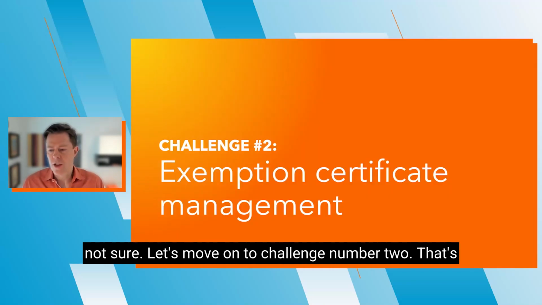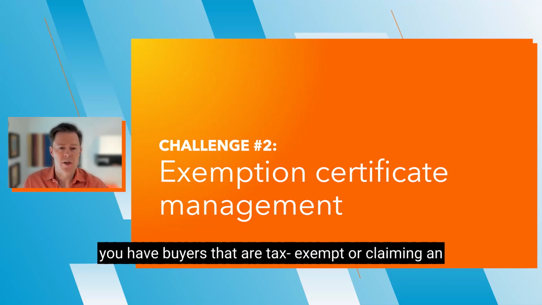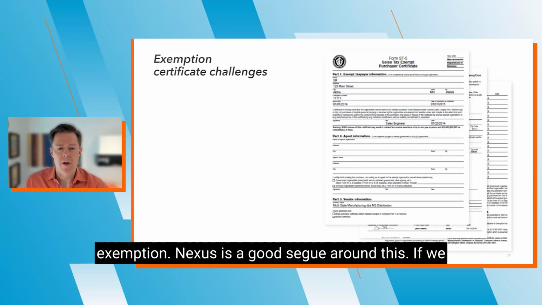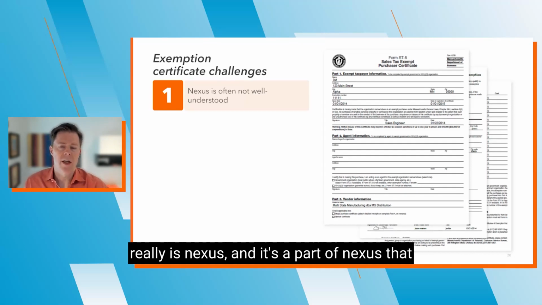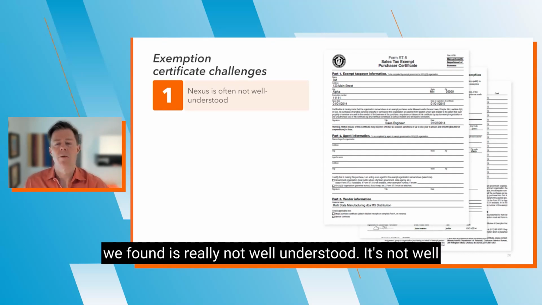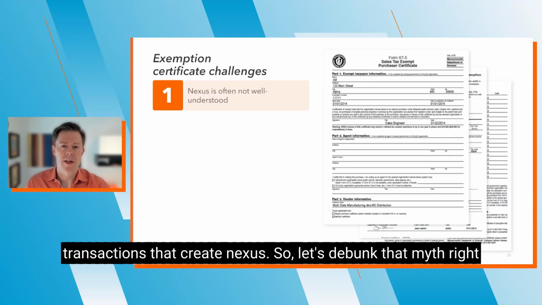Let's move on to challenge number 2, and that's around exemption certificate management, when you're selling products and you have buyers that are tax exempt or claiming an exemption. Nexus is a good segue around this. If we look at the challenges around exemption certificates, the first one really is nexus, and it's a part of nexus that we found is really not well understood, because so many companies think that it's only taxable transactions that create nexus. So let's debunk that myth right away.